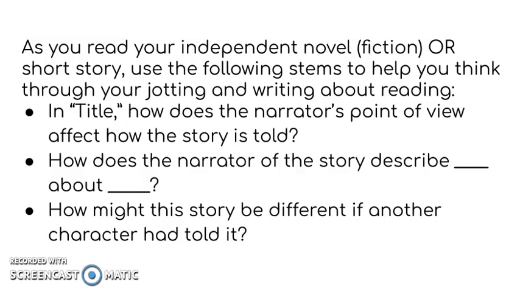The next question you're going to ask yourself is, how does the narrator of the story describe blank? So basically you put the topic there, right? How does the author describe blank? And the last question I want you to ask yourself is, how might this story be different if another character had told it? I have always asked you guys to do this as you read, is to think, okay, how would it be different if another character in the story told this story, right? Would they be sad about it? Would they be happy? Would they feel different than the character who is telling the story? This is a really interesting question to ask yourself.